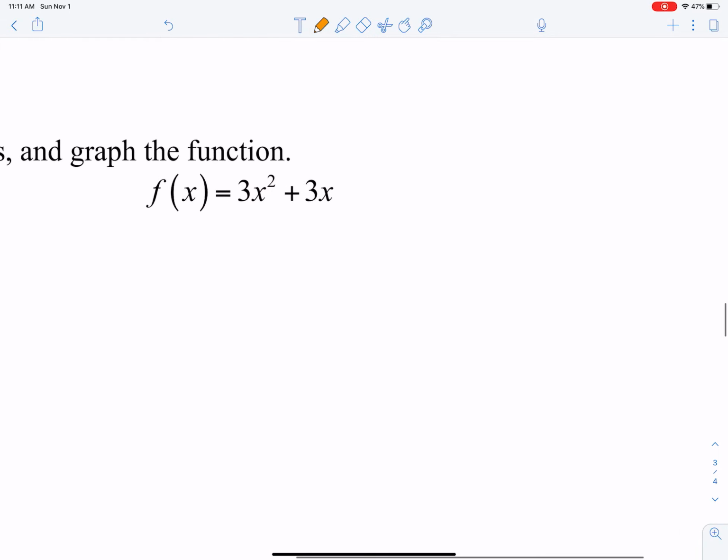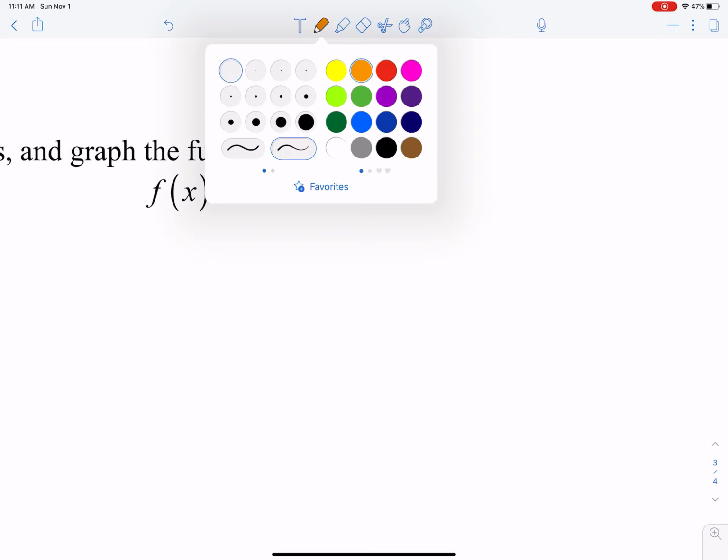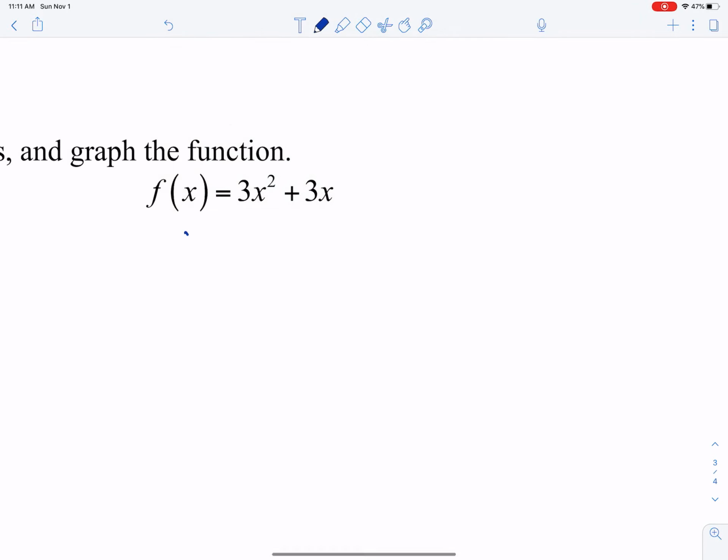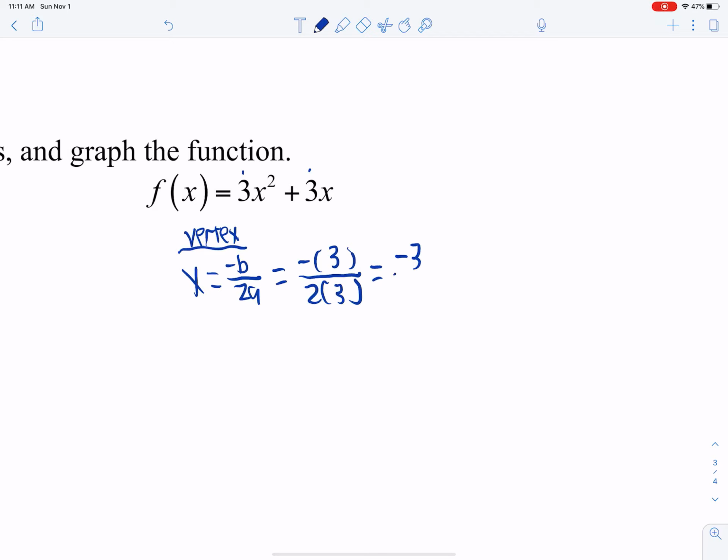Here we have 3x squared plus 3x. All right, so finding our vertex, we start with that same x equals minus b over 2a formula. So here we have negative 2 times a number. For this problem, b is 3. A is also 3. So we get negative 3 over 6. Negative 3/6 is the same thing as negative 1/2. And since I find decimals easier to work with, I'll just write it as negative 0.5.